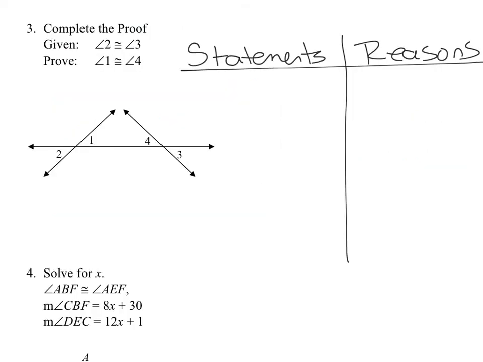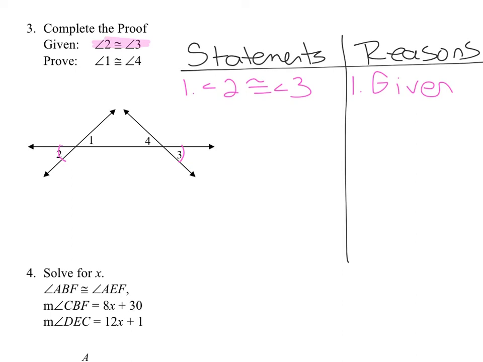For this example, I'm going to do the same thing. I'm going to take a look at whatever is given. Angle 2 is congruent to angle 3. I'm going to mark that on my diagram. Anytime you have angles congruent, you use arcs to show that. And I'm going to put that statement into my proof. So angle 2 is congruent to angle 3. How do we know that? Well, that was given to us. It's right next to the word given. Now our ultimate goal is to get angle 1 congruent to angle 4. That is what we're being asked to prove.